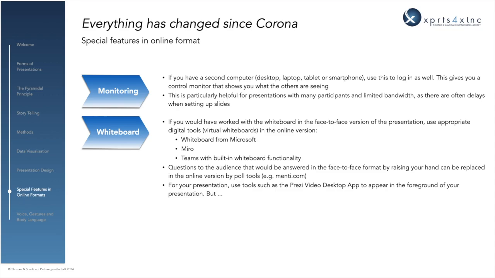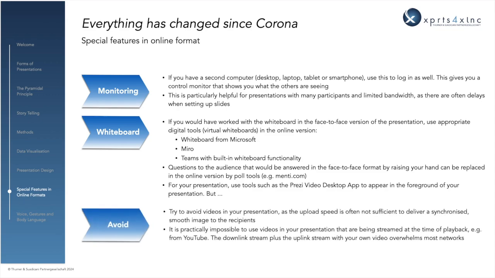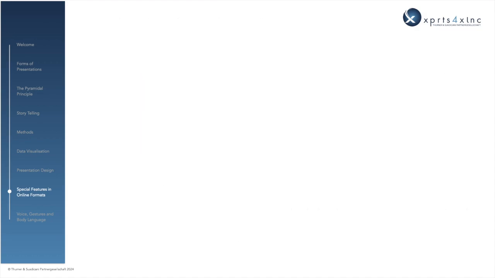But avoid this. Try to avoid videos in your presentation, as the upload speed is often not sufficient to deliver a synchronized, smooth image to the recipients. It is practically impossible to use videos in your presentation that are being streamed at the time of playback, for example from YouTube. The downlink stream plus the uplink stream with your own video overwhelms most networks.